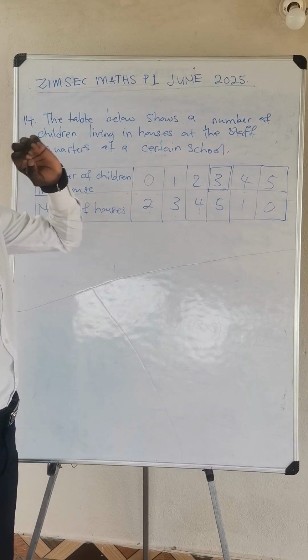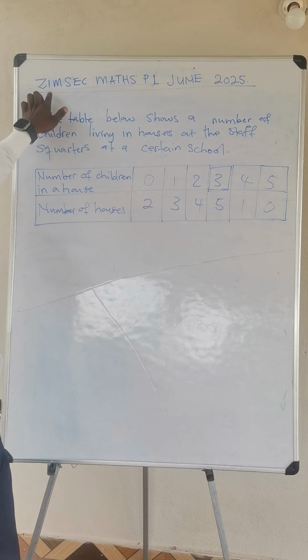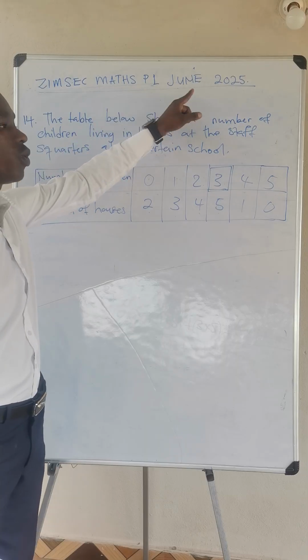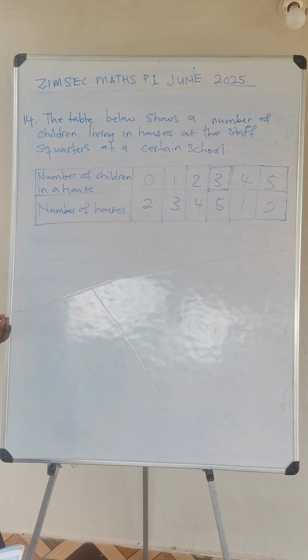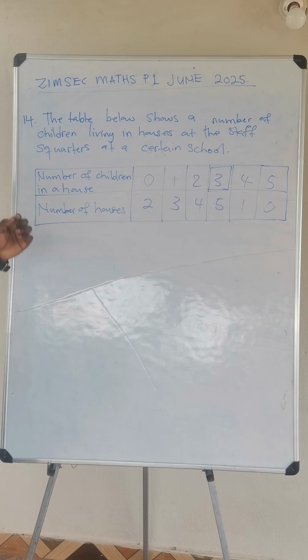We are going to do a revision in Zimsec Mathematics Paper 1, June 2025. I think you have all seen the previous videos for the first part of this paper.